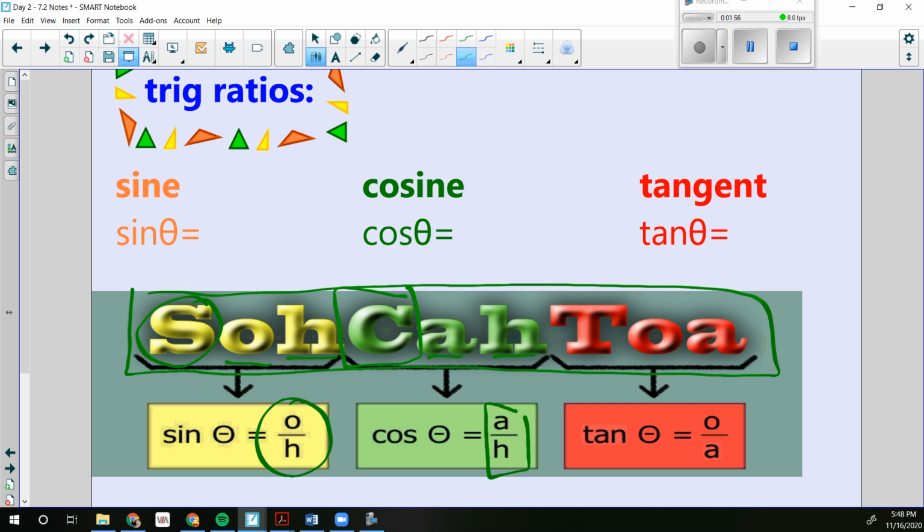Cosine, the CAH part of SOHCAHTOA, uses the C, and again, in this order, we have A over H, adjacent over hypotenuse, and then lastly, TOA, the T stands for tangent. Tangent's going to be the opposite side over the adjacent side. The order is very important. That's going to be top over the bottom, or numerator over denominator when you write these out.